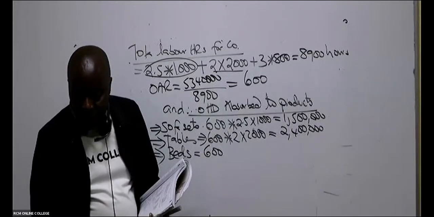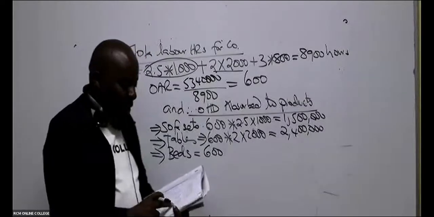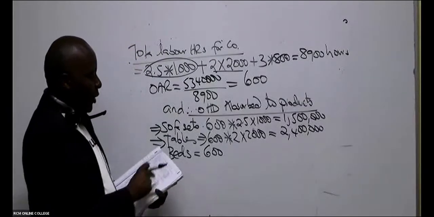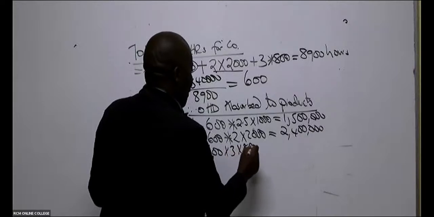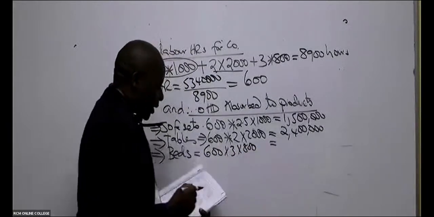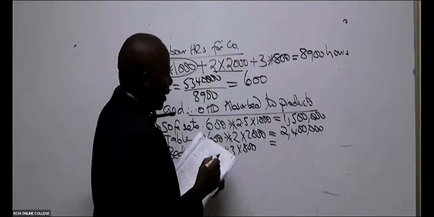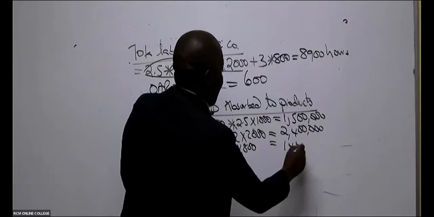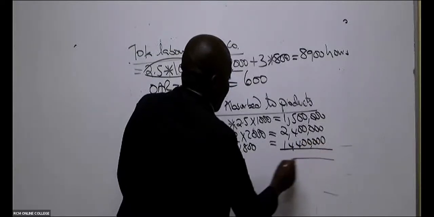This ninja was asked a question. Thanks, Maureen, for helping Mwalimu to answer. So the beds, I'm being told, ladies and gentlemen, it will be 600 times 3 times 800. So the beds, how much are we getting? 1,440,000. Can you kindly try adding all these overheads for me?